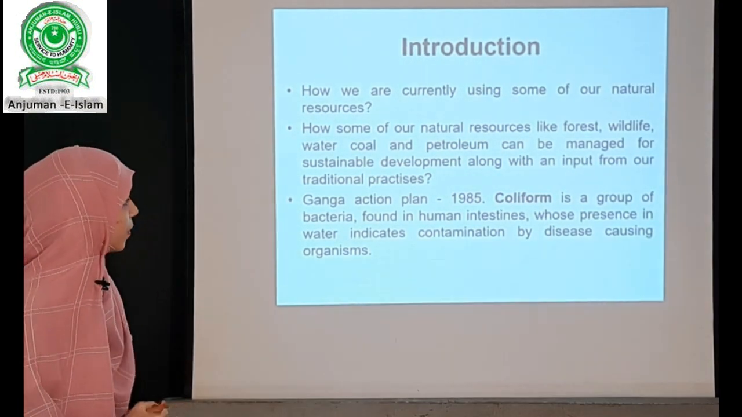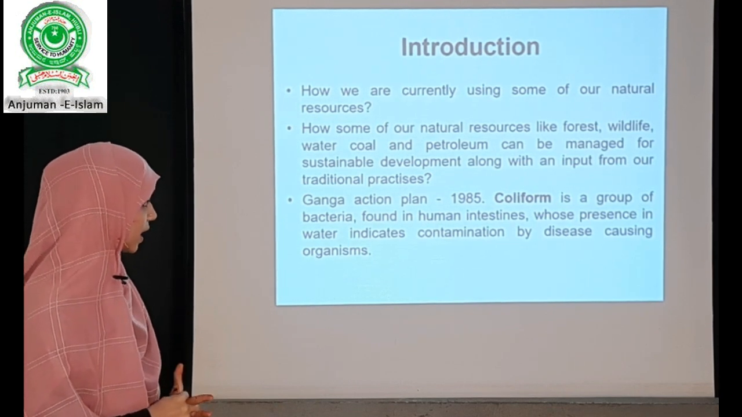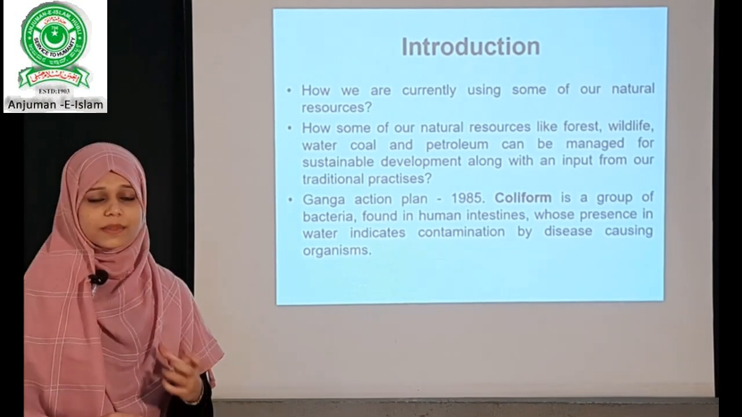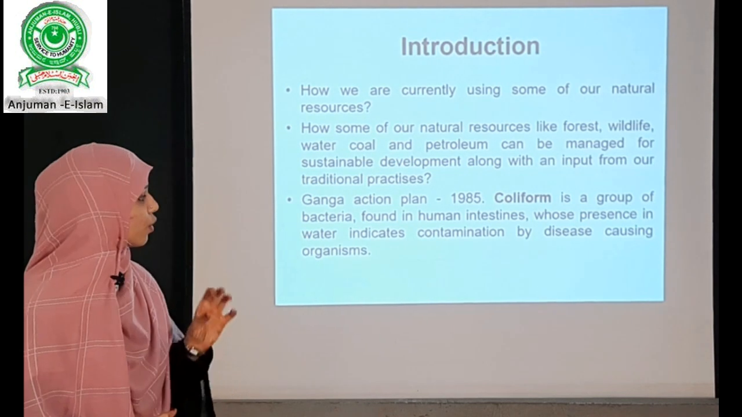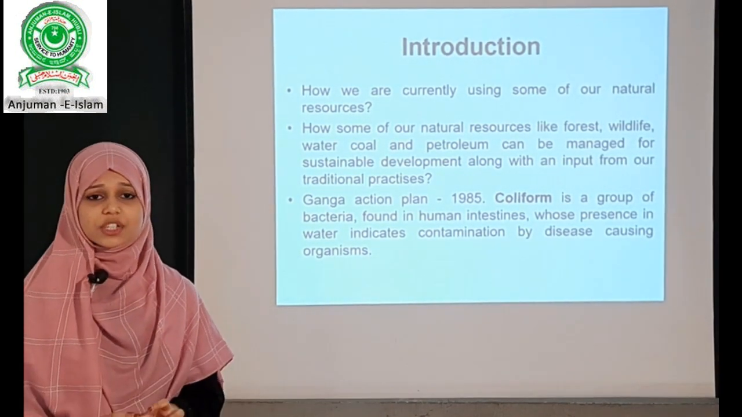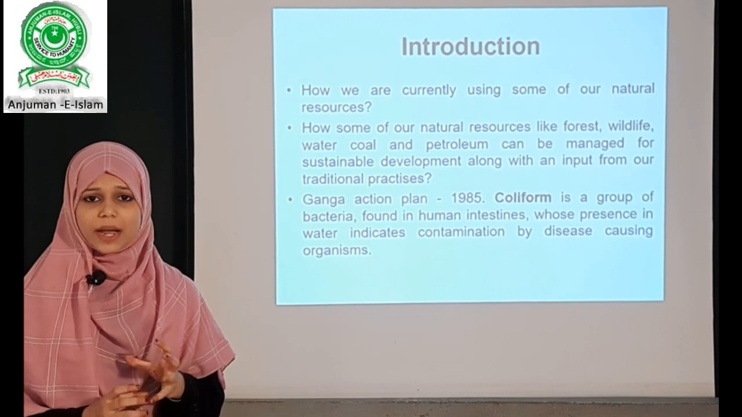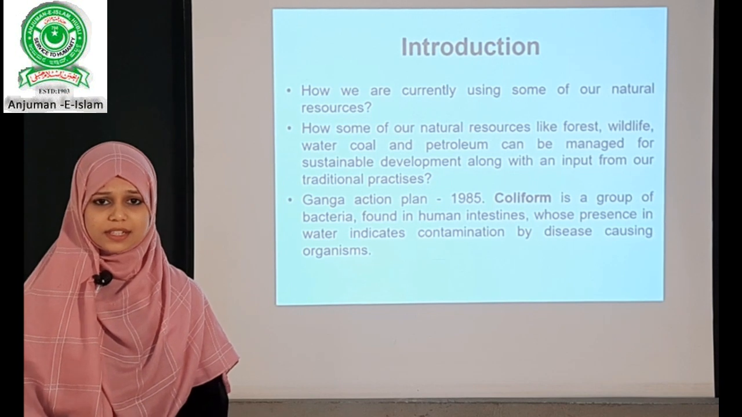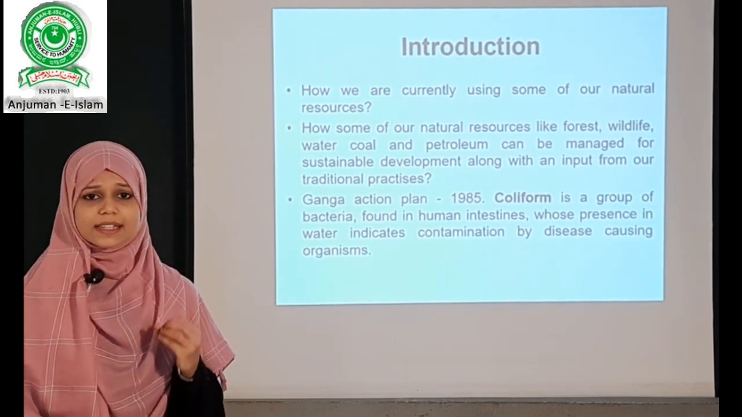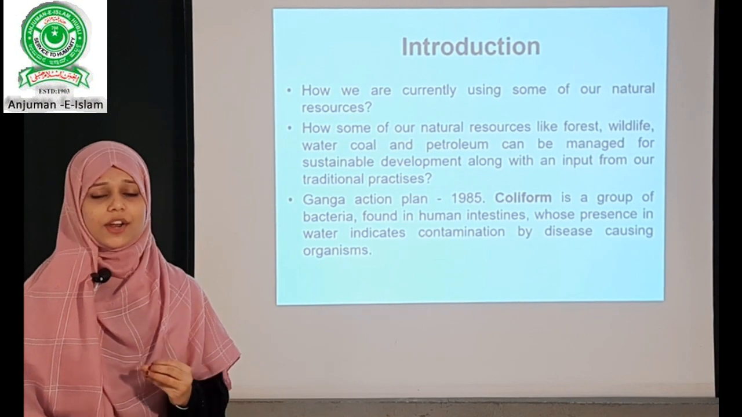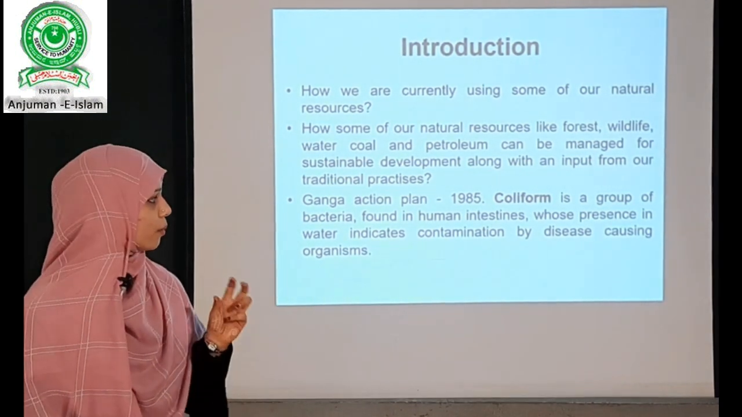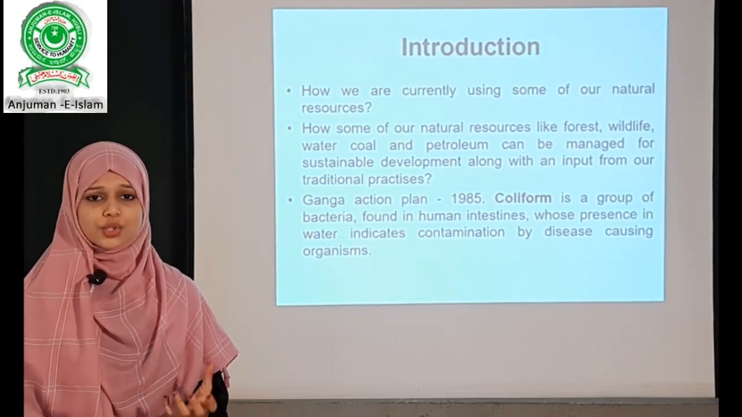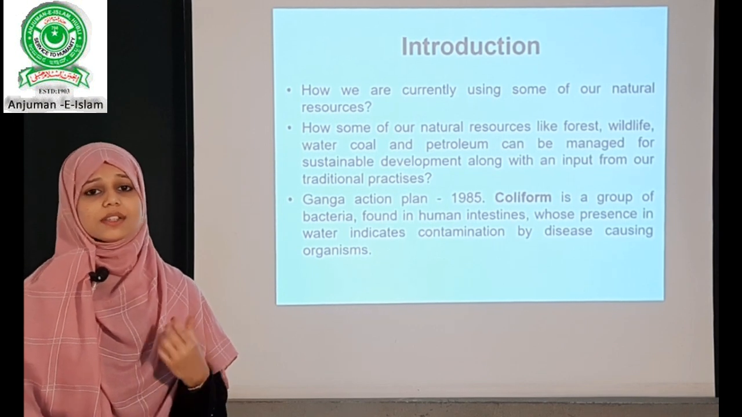Coliform is a group of bacteria found in human intestines whose presence in water indicates contamination by disease causing microorganisms. This is also a very important question for 1 mark. So coliform is a group of bacteria which is found in the human intestines. When this bacteria is seen in water, it indicates contamination, that is, the water which we are drinking is contaminated. The coliform bacteria was found in the Ganga river, which showed that the Ganga water is unfit for drinking.